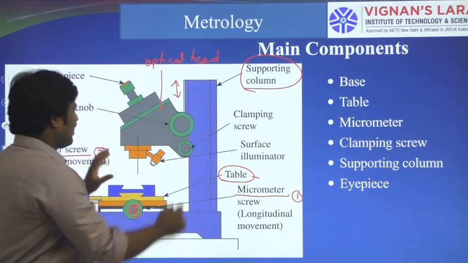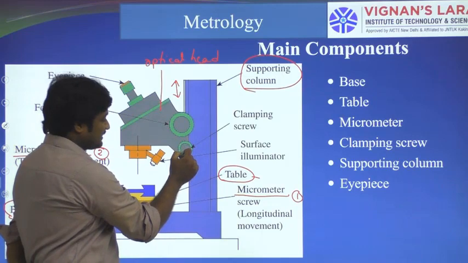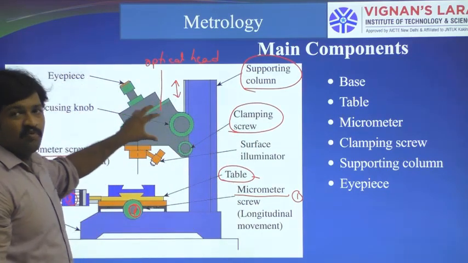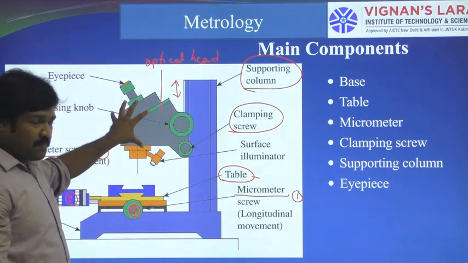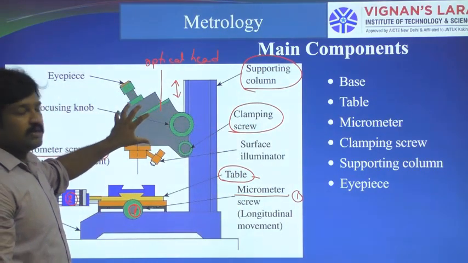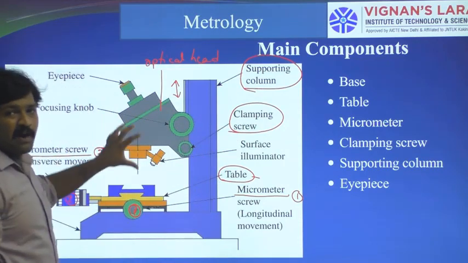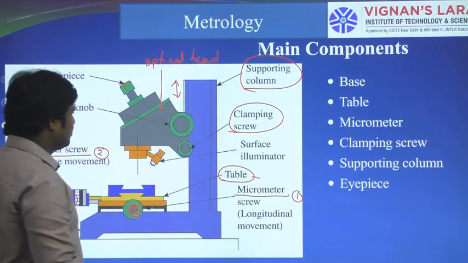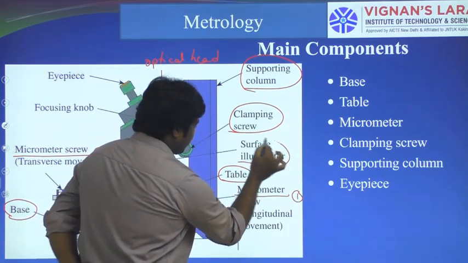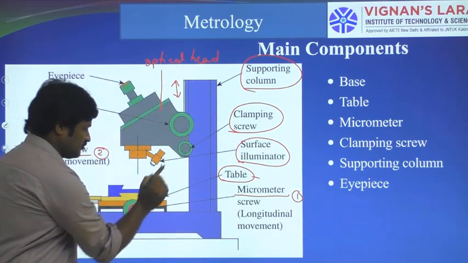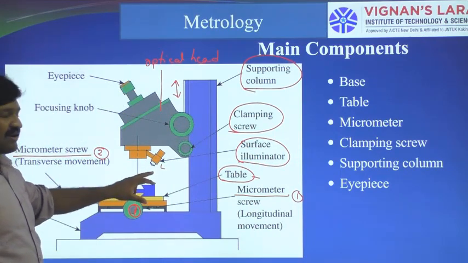Next, this consists of a clamping screw. By means of this clamping screw, we can hold the optical head at any position. To retain it, by means of this clamping screw, we are locking the optical head. Next, the surface illuminator. The surface illuminator is a light source. It is used for reflecting.